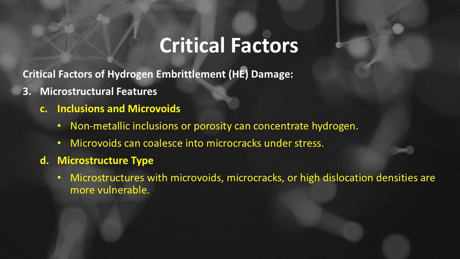Dislocations can serve as pathways or traps for hydrogen diffusion. Microstructural features. Number C, inclusions and microvoids. Non-metallic inclusions or porosity can concentrate hydrogen. Microvoids can coalesce into microcracks under stress. Microstructural features. Number D, microstructure type. Microstructures with microvoids, microcracks, or high dislocation densities are more vulnerable.